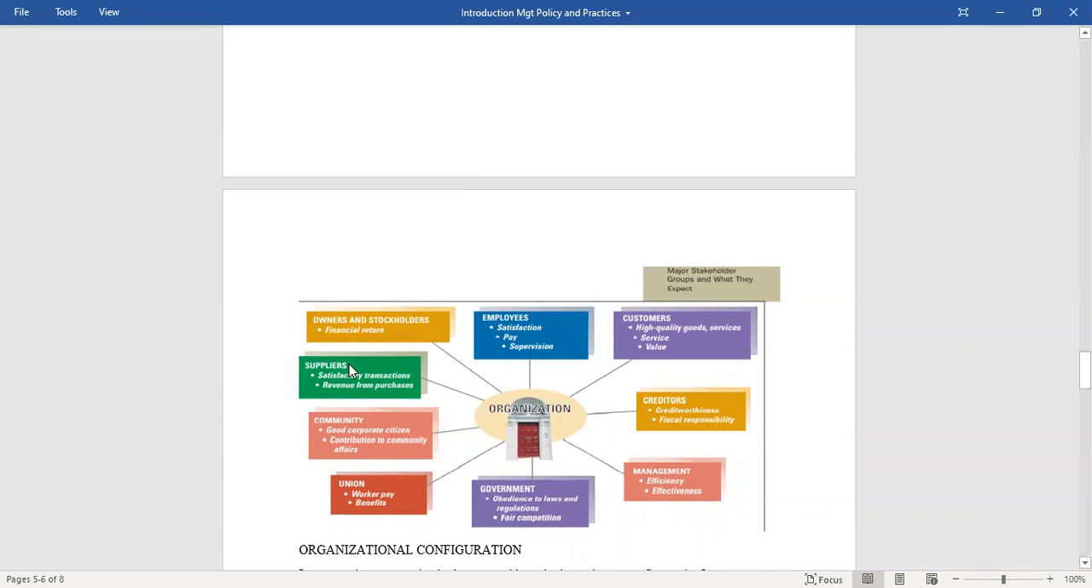The suppliers, they are expecting satisfactory transactions and to be treated as partners, not just that they are being asked to minimize their costs, but treated as strategic partners. And the stockholders and employees definitely, who may be part of a particular union. So the goals need to be such which satisfy all of these different stakeholders.